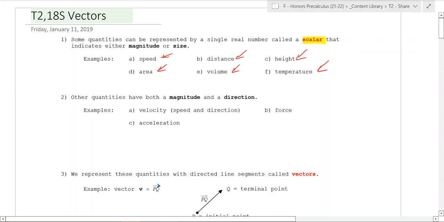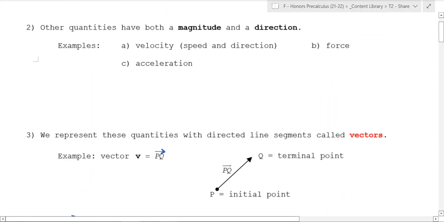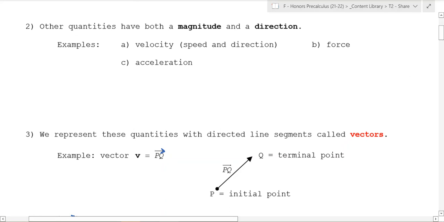Some quantities have both magnitude and direction, for example velocity, force, or acceleration. Speed is a scalar, it's only one number, it can only be positive, but velocity could be forward or backward or in any direction. So you can have force in different directions and different sizes, velocity in different directions and different sizes, and acceleration in different directions and different sizes.